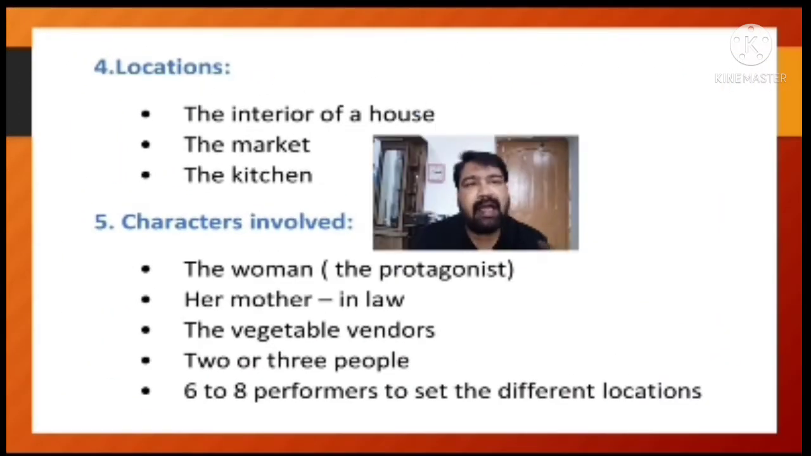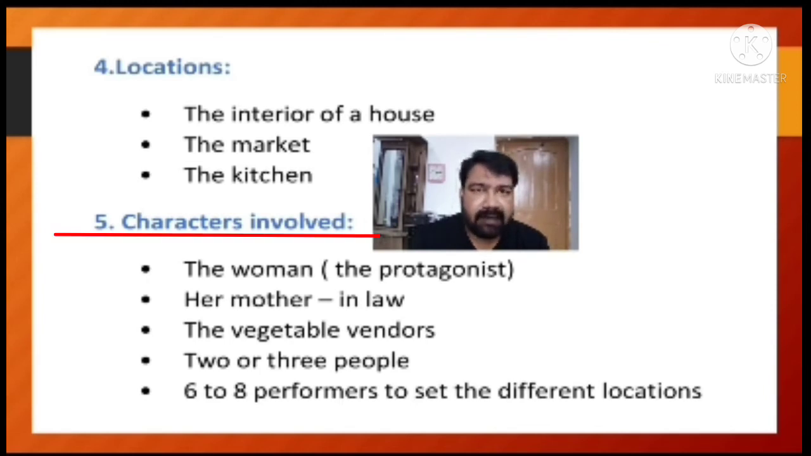The fourth one we have to concentrate on is locations. The first location is the interior of the house, the second one is the market, and the third one is kitchen. After that, we have to mention the number 5, characters involved. What are the characters involved in this poem?